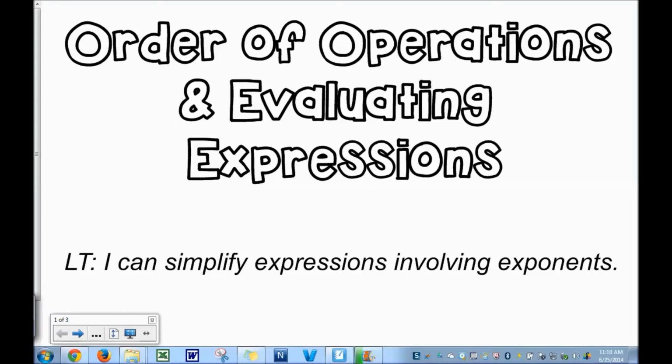In this lesson of order of operations and evaluating expressions, we're going to take those expressions like the ones that you wrote in the last lesson and see how to actually evaluate them. And evaluate simply just means find the value of those. So the learning target is that I can simplify expressions involving exponents.